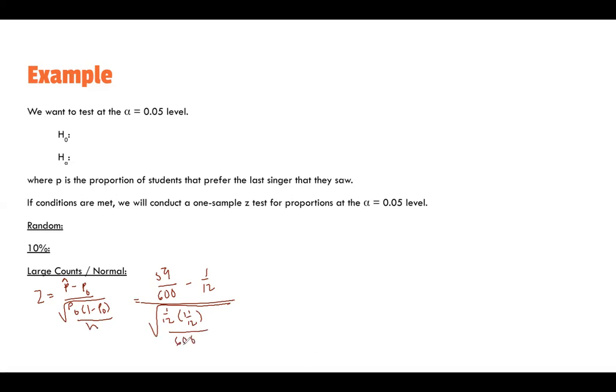Make sure you use p naught. That's another important thing to do. You cannot use p hat, even though that's the sample. You have to use p naught. So you plug it in, what do you get? You get a z value of 1.329.